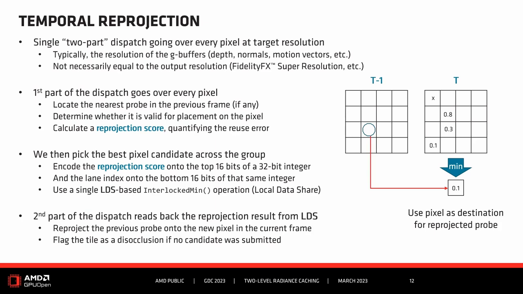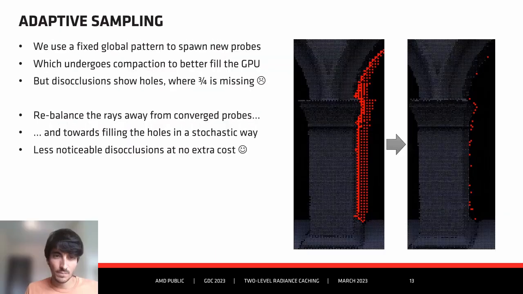Then the second part of the dispatch simply reads back the reprojection result from LDS and places the probe onto the selected new pixel in the current frame. Obviously, this process can fail. Then this is a disocclusion, and we simply flag the tile as such because we couldn't find any suitable candidate. So this is how we reproject the grids.